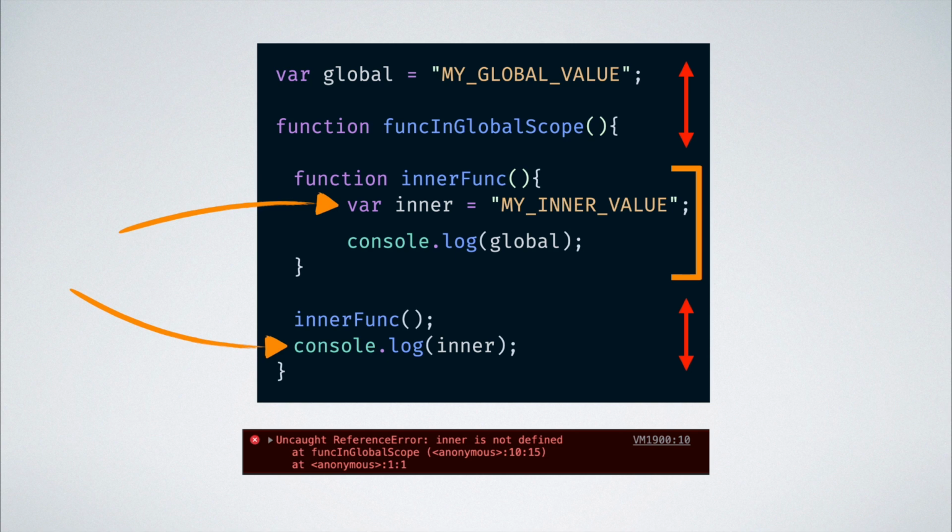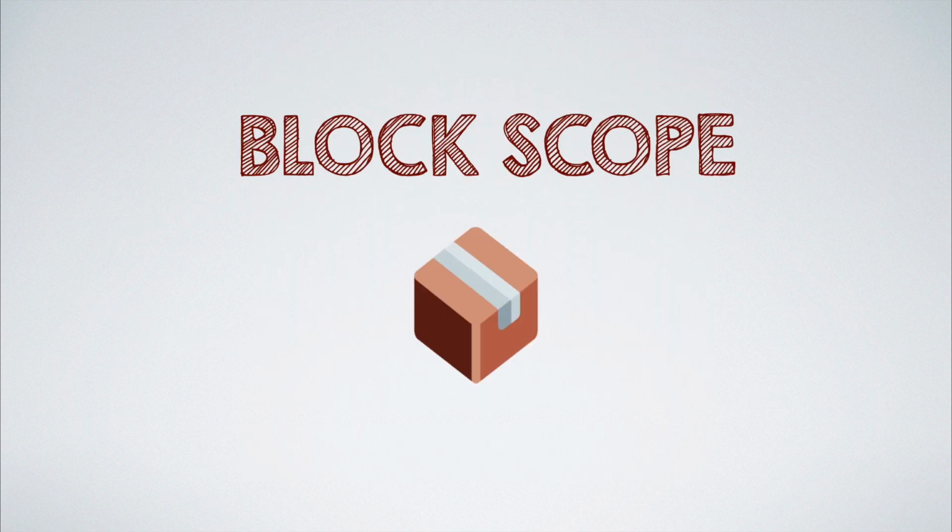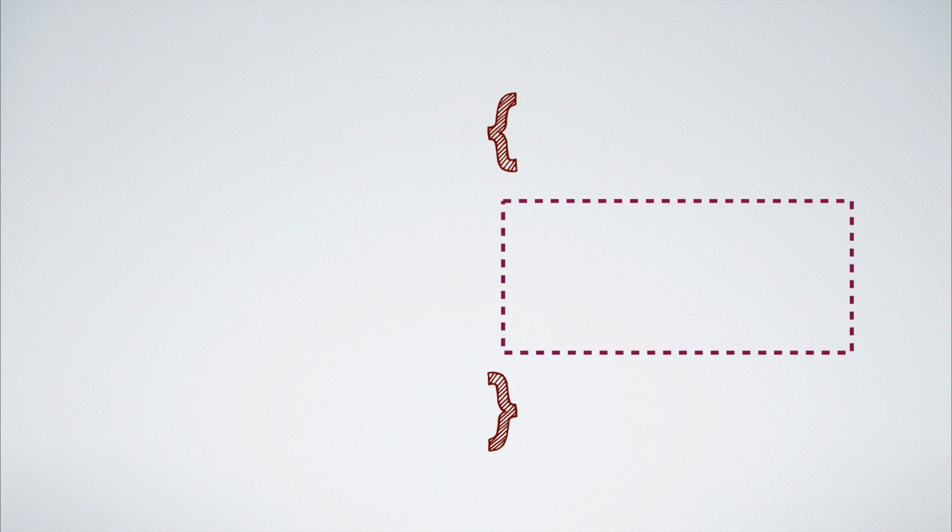Now, let's look at the third kind of scope that exists, which is block scope. This is a special type of scope which applies to variables that are declared using the let or the const keyword only. According to the rules of block scope, variables that are declared inside of a block or a pair of braces can only be accessed inside of that block and nowhere outside of it. Let's understand this with an example.